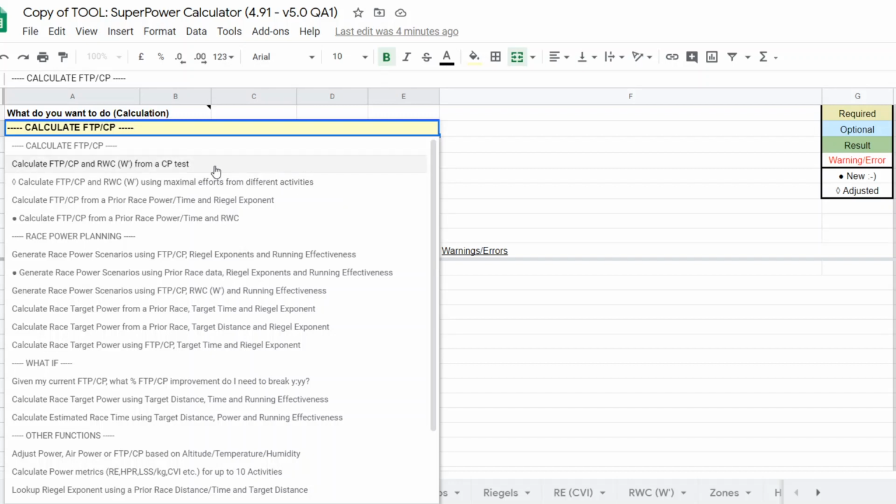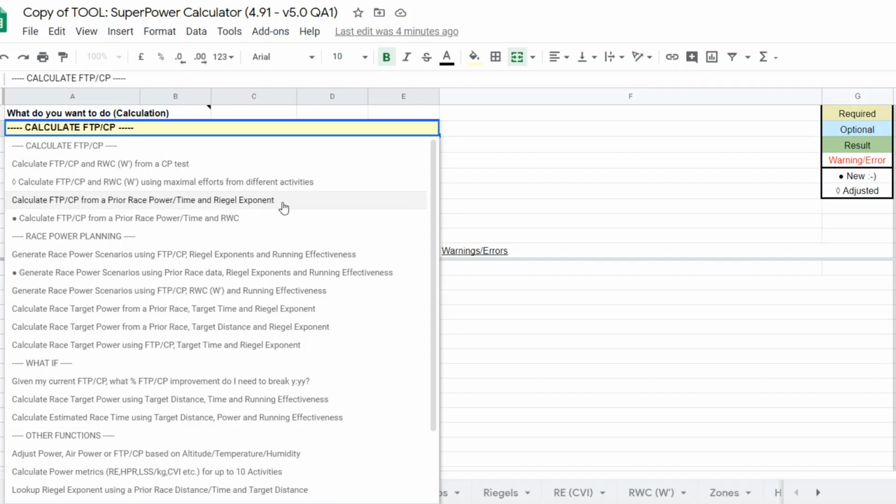Those are both monad-based and produce two estimates, FTP slash CP and reserve work capacity. Those are for testing, whether you're testing on a single day or multiple days over a period of 2 or 3 weeks. Then we've had this third one for a while.